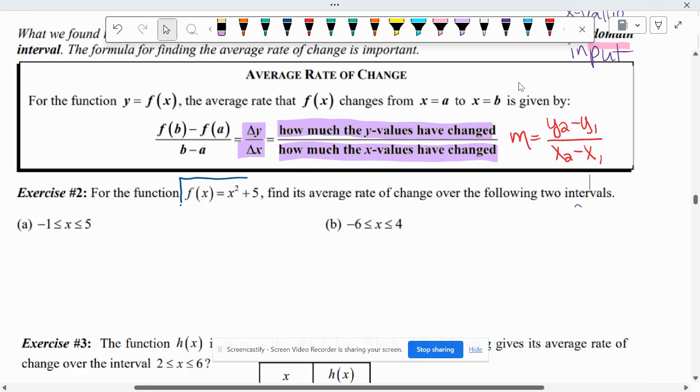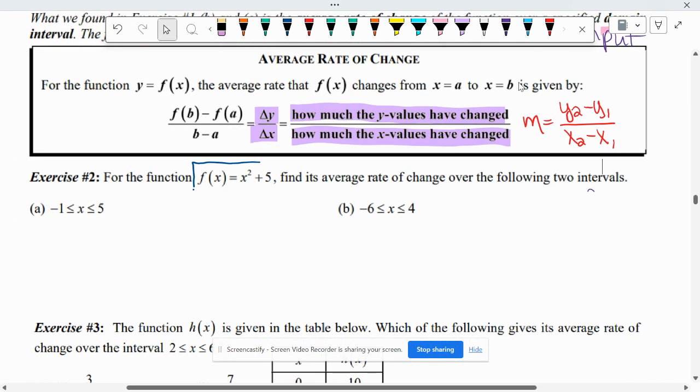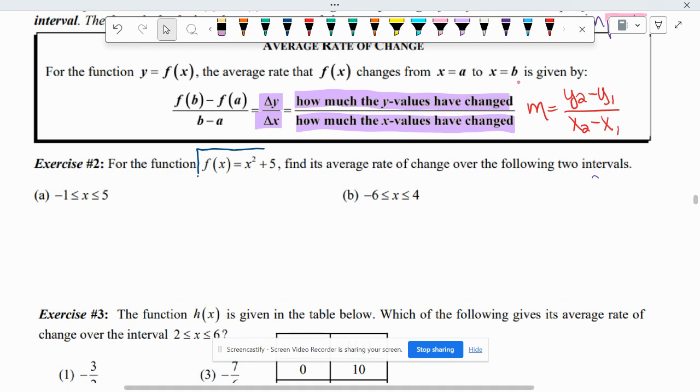So we're going to evaluate the slope for a specific input value. So the first thing that we're going to do is we have to calculate what happens when I evaluate f of -1. So I'm evaluating this function.